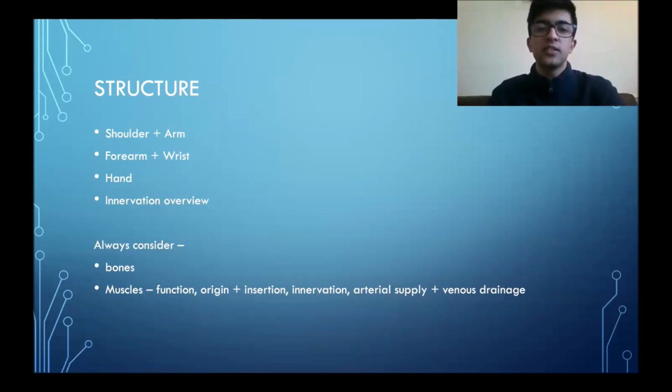But there's a lot of details that might not be in this in terms of bones of the hand, but that's just literally one image and you can search it up and that'll be fine. Okay, so we're going to consider bones, functions of the muscles. And whenever you think about muscle function, always think about origin and insertion. Think about the innervation. Think about the arterial supply and venous drainage. Whenever you're doing revision, focus on these points and it'll be a solid summary.